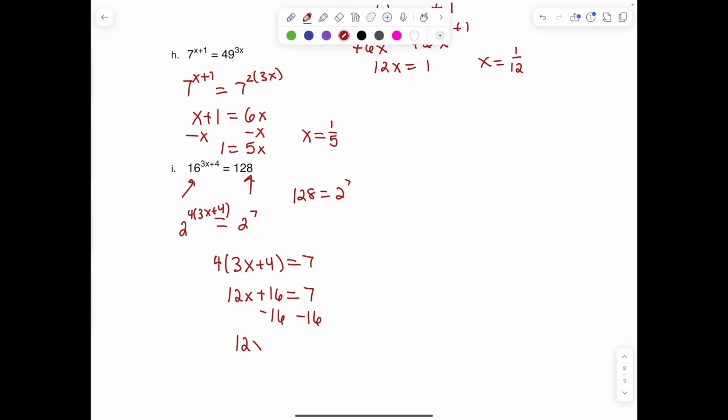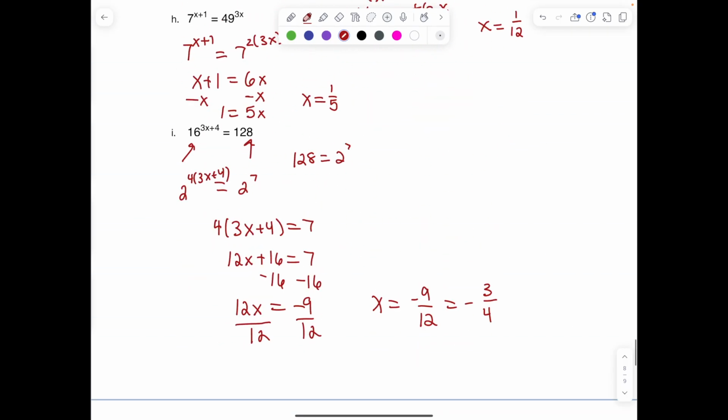So we get 12x equals 7 minus 16, that should give us negative 9. Divide by 12, divide by 12. x equals negative 9 over 12, which also equals negative 3 over 4. Okay.